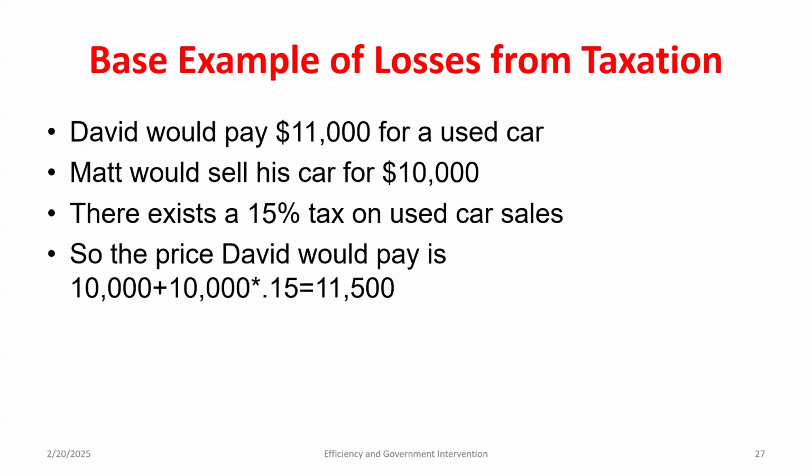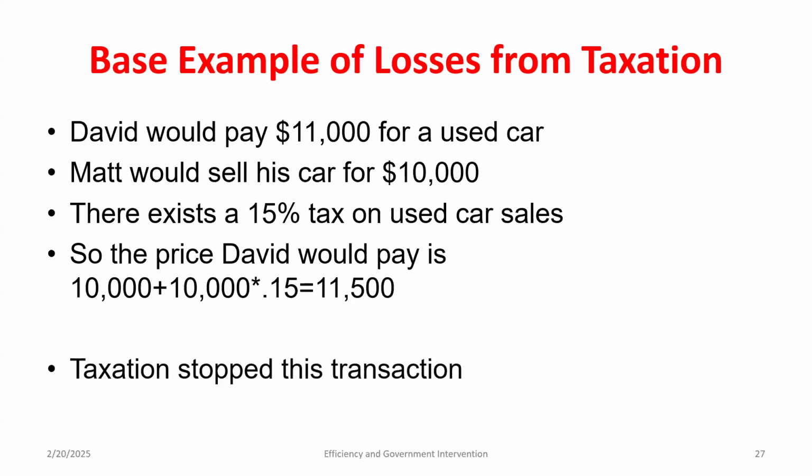So what is the total price now to David? He's got to give Matt $10,000. He's got to give the government $1,500. So what's the total price to him? $11,500. Was he willing to pay that much? No. So what's now going to happen? Is he going to want to buy that used car? No. So what did this tax do? It stopped the transaction.